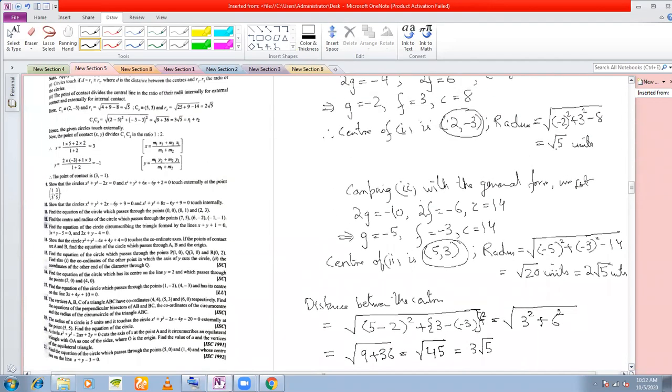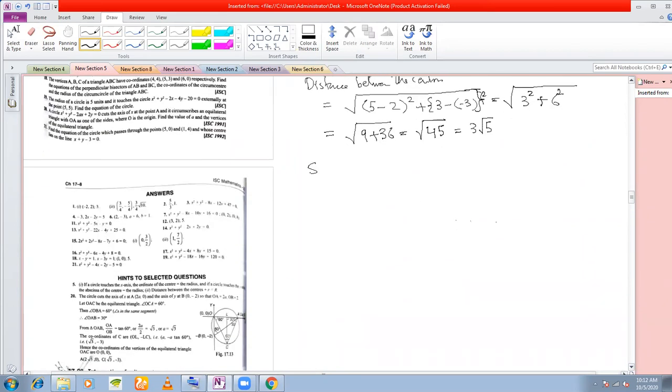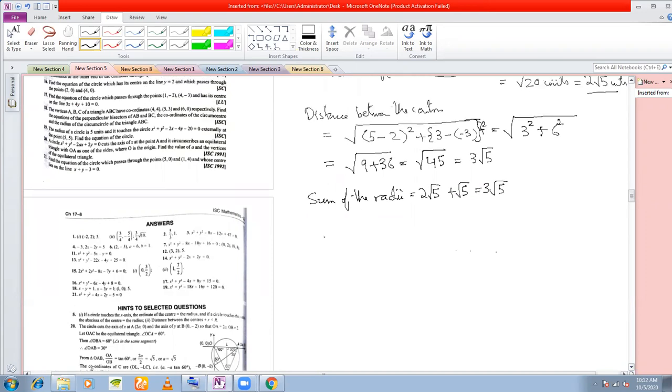And what are the radii? Radii are root 5 and 2 root 5. So let's see what is the sum of the radii. 2 root 5 plus root 5, which is 3 root 5. Okay, this is the sum of the radii. And what is the distance between the centers? It is 3 root 5. So distance between the centers is 3 root 5, and we have taken the sum of the radii as 3 root 5. They are equal. So therefore, the circles must touch each other externally.